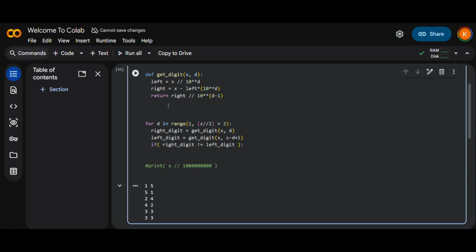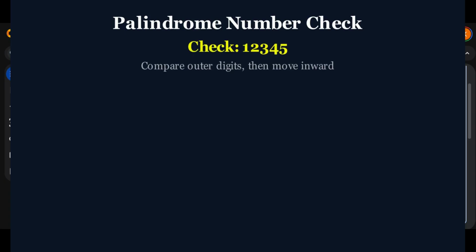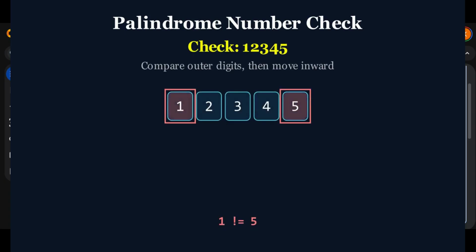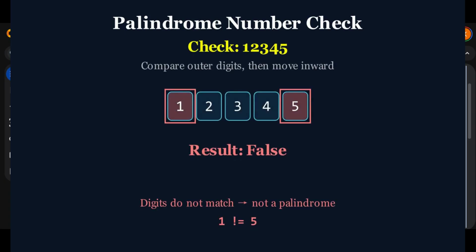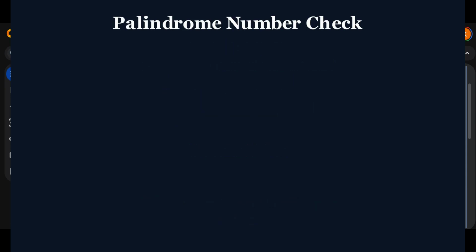So we can define a result variable. For example, result equals true. Then if we find any mismatch, the result becomes false. Once that happens, we do not need to continue because we already know the number is not a palindrome. So we break the loop. Then at the end, we return the result.